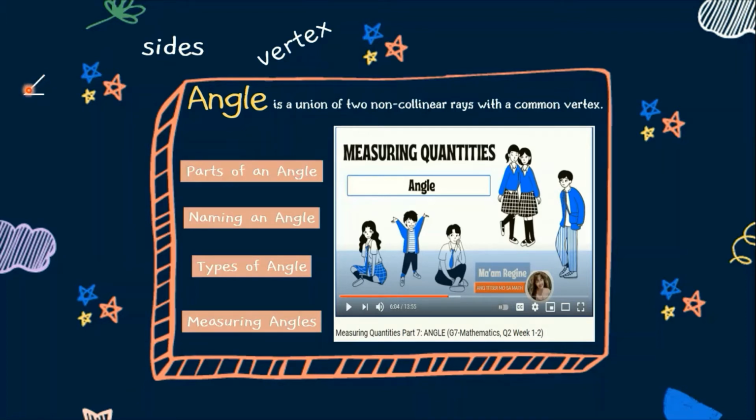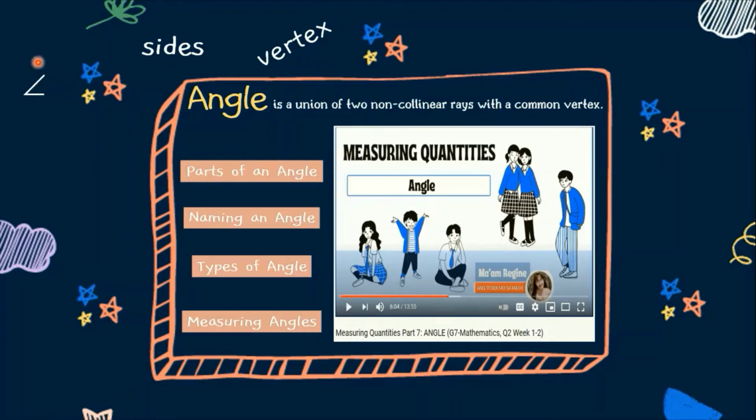Ito yung side 1 niya at saka side 2. These sides are rays and they can be extended. Yung kanilang length, they can be extended. Pero yung opening or yung measurement nitong opening niya, hindi yun magbabago kahit na mag-extend pa yung length ng ating rays. Yung opening, this is the angle.